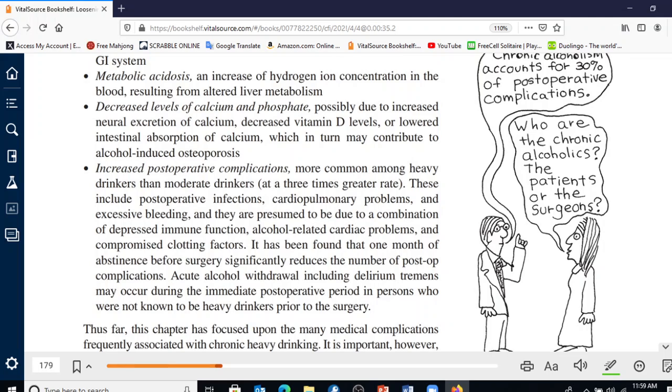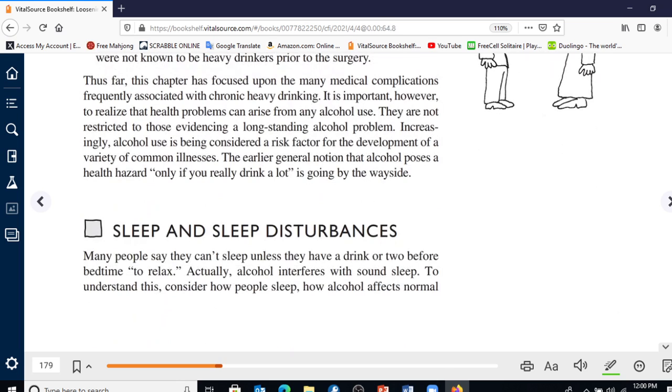If you're a drinker and you are a smoker, look at the stuff that happens to you if you have to get an operation. Infections, cardiopulmonary problems, excessive bleeding, they're all related to the combination of factors that occur when you drink and smoke, particularly in combination. You know what? You don't even have to be a heavy drinker. You just have to be a drinker to get that.